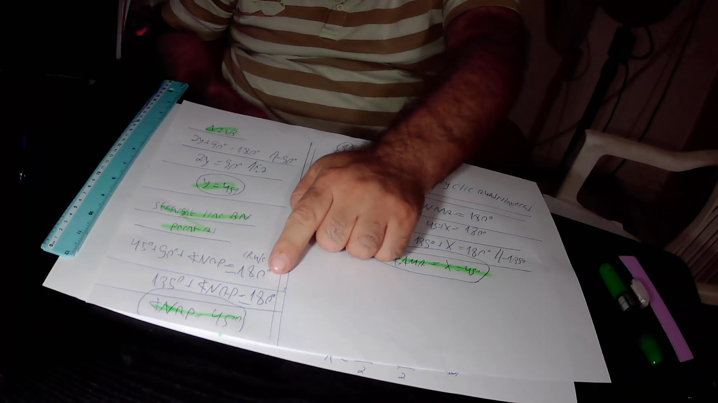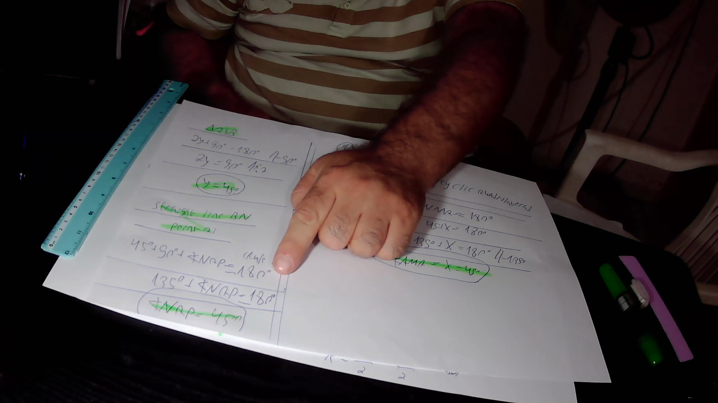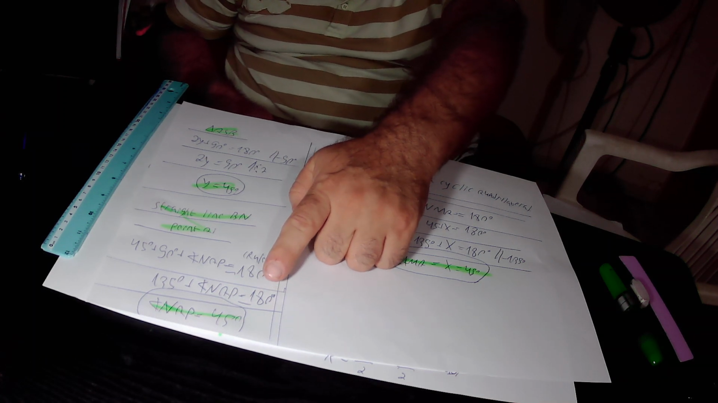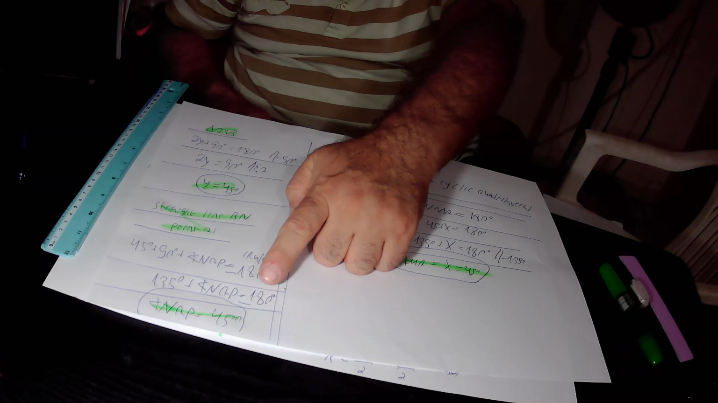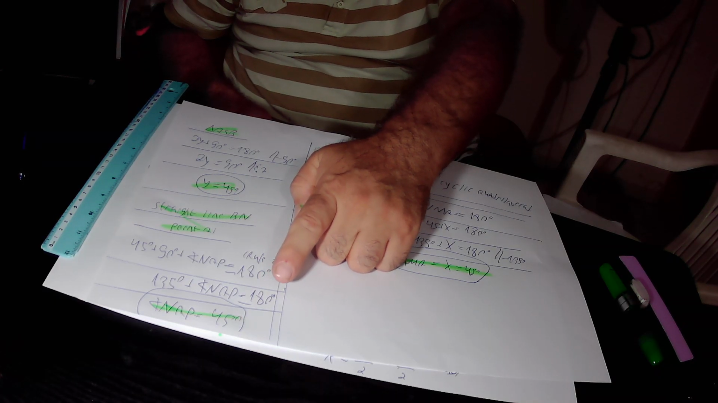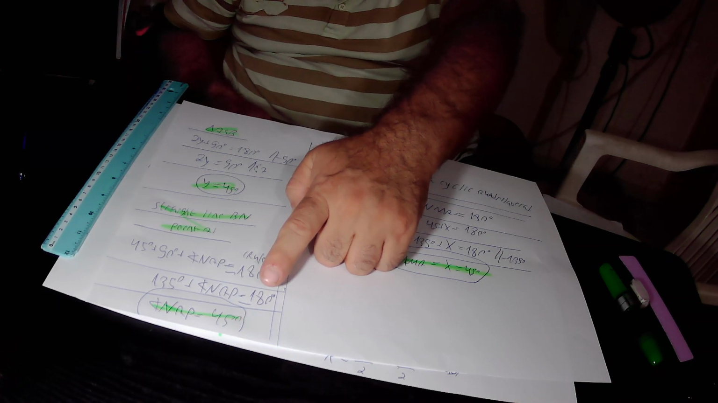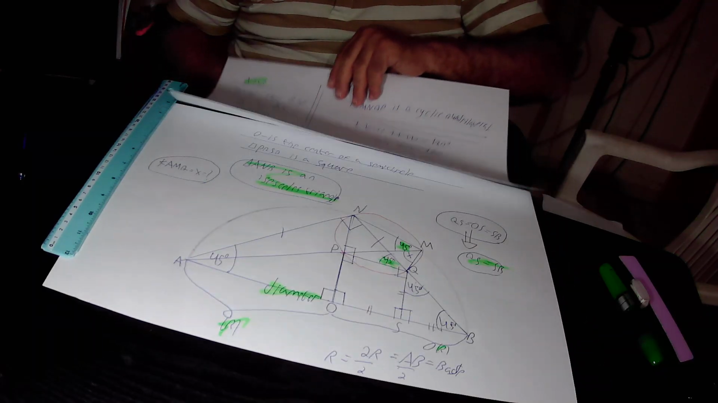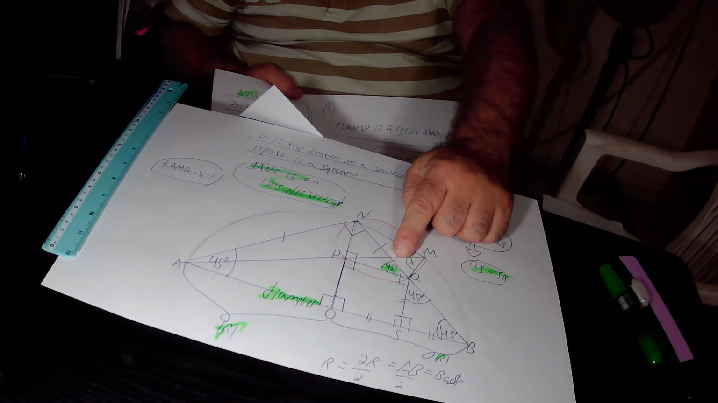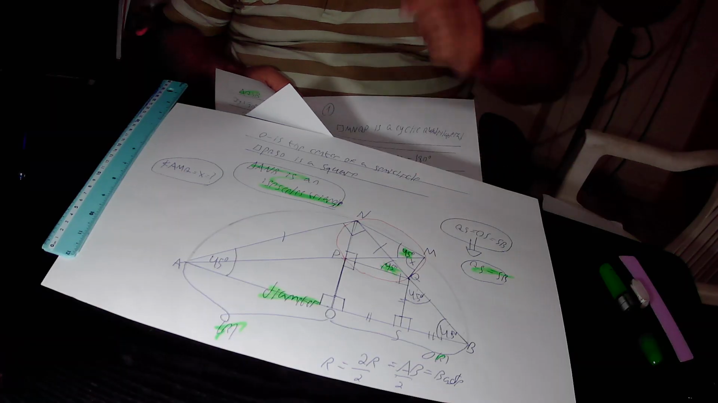Here we subtract 135 degrees from this equation. We find that the size of the missing angle NQP is equal to 180 degrees minus 135 degrees, that is 45 degrees. So the size of this angle NQP is equal to 45 degrees.